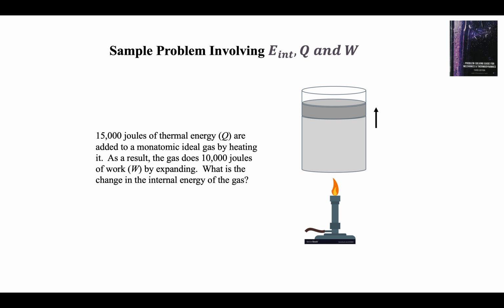So here's a sample problem that we're going to be able to do once we get done. 15,000 joules of thermal energy, that's Q, are added to a monatomic ideal gas by heating it. 15,000 joules of thermal energy go into the gas because we have a Bunsen burner underneath it. As a result, the gas does 10,000 joules of work by expanding, pushes the piston up. What's the change in internal energy of the gas? Okay, ready to start the lecture.